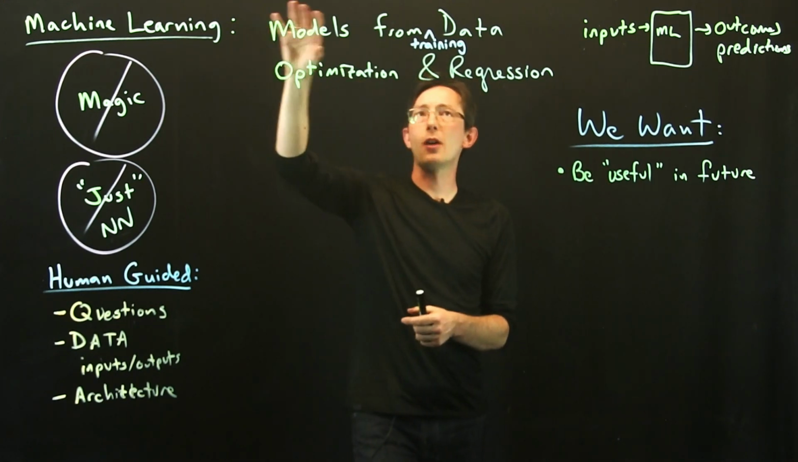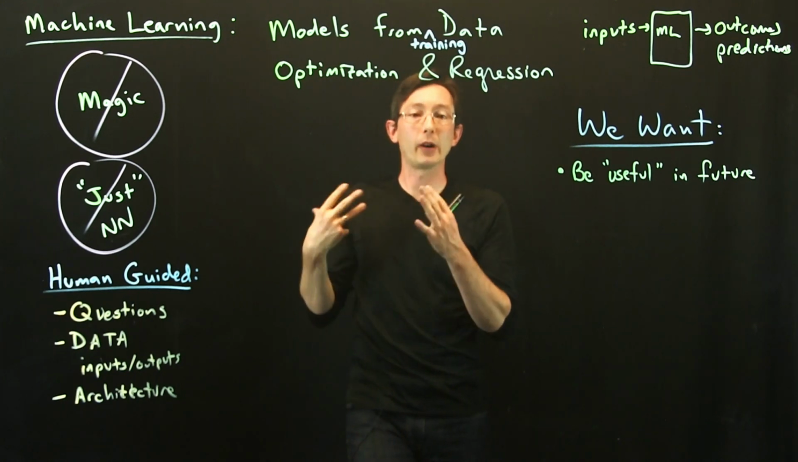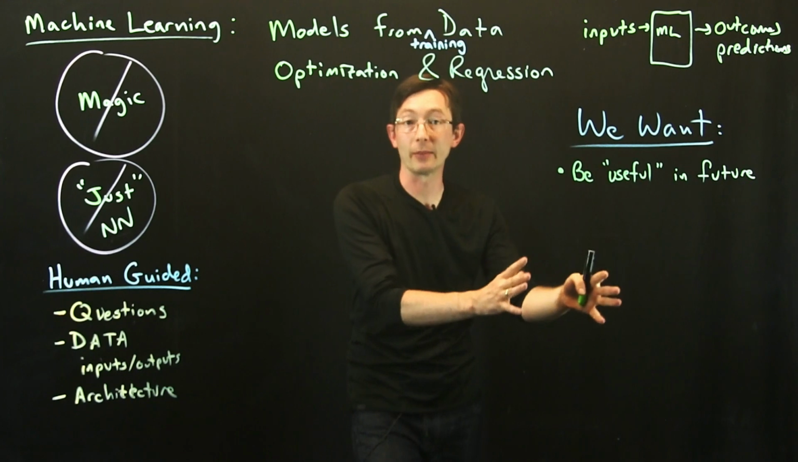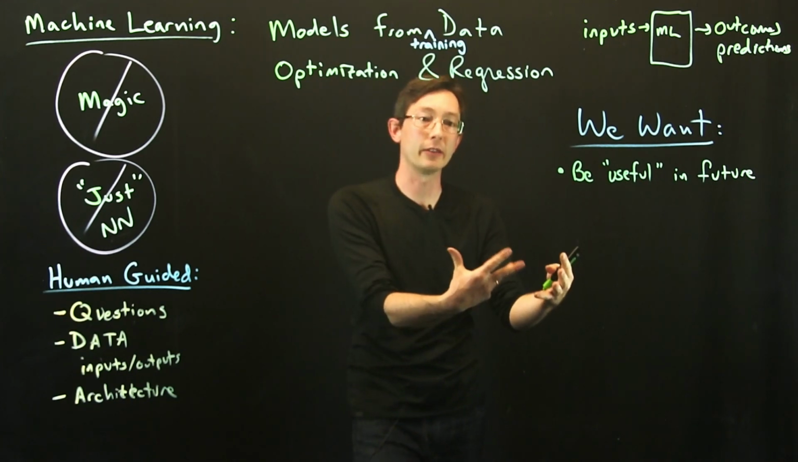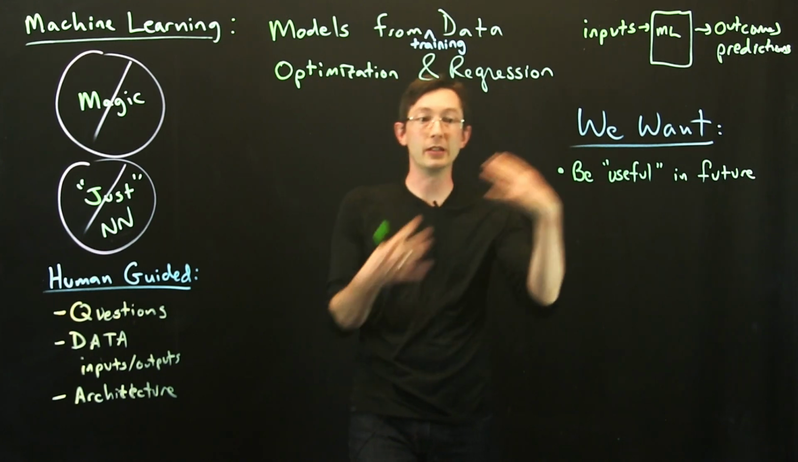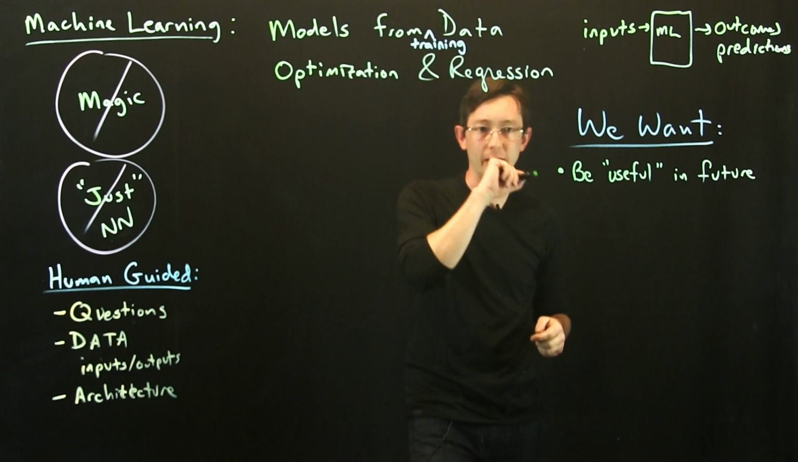Oftentimes, remember, our models are built on training data. So this is data that I have right now. And what I hope is that the data I have right now is representative of what I'm going to see in the future, how I'm going to use the model in the future. I hope that there are things I can learn now that will be useful in the future. And we'll talk more about what this means in a minute.